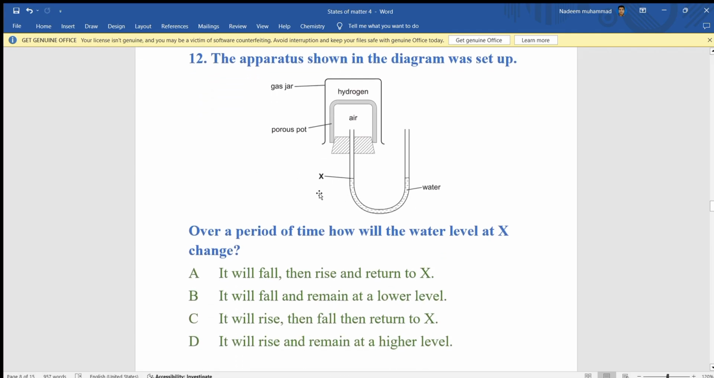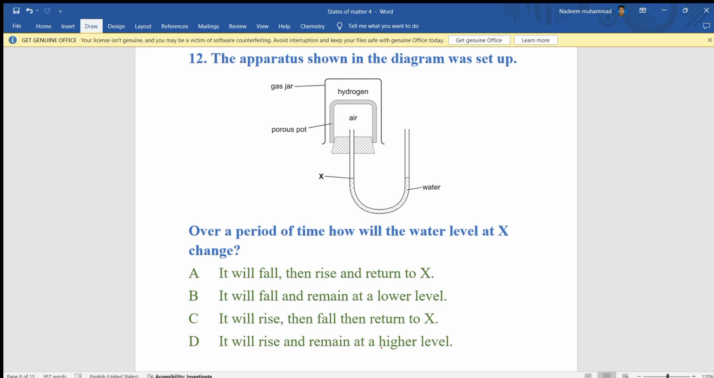The apparatus shown in the diagram was set up over a period of time. How will the water level at X change? Option A is it will fall, then rise and return to X. B, it will fall and remain at a lower level. C, it will rise, then fall and then return to X. D, it will rise and remain at a higher level.